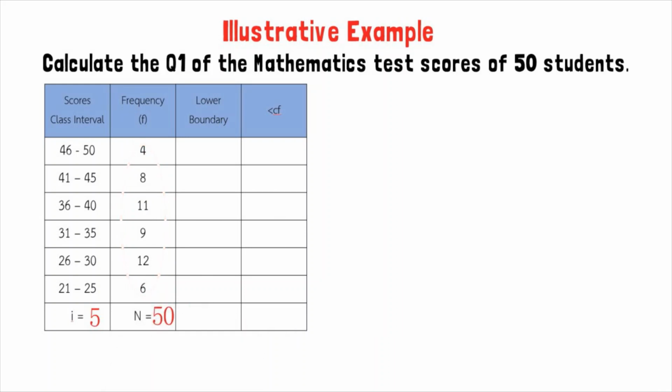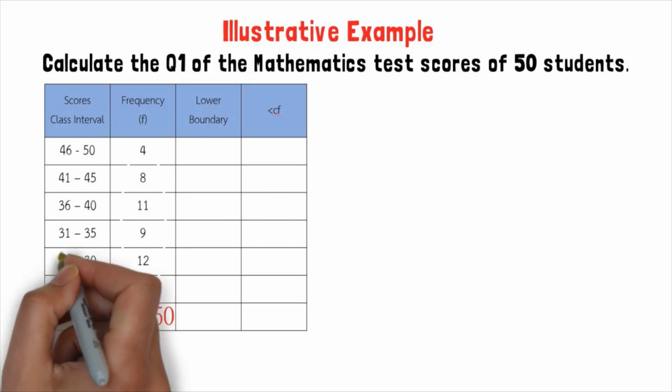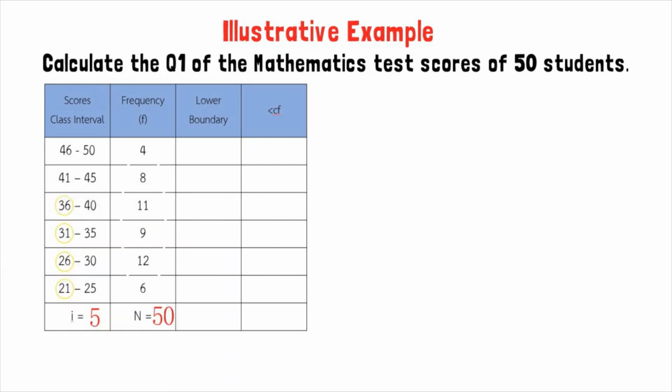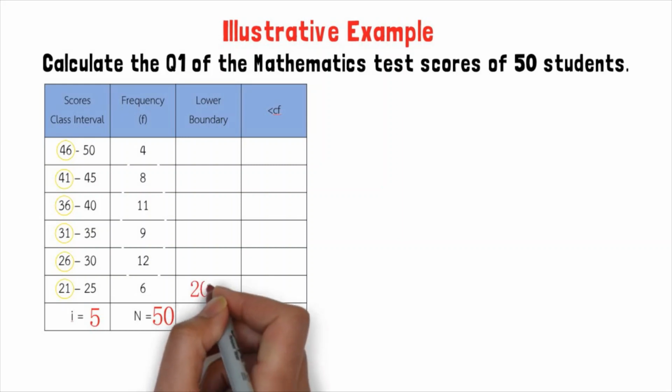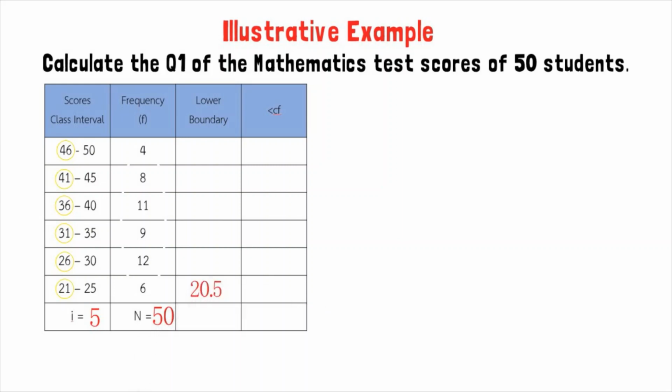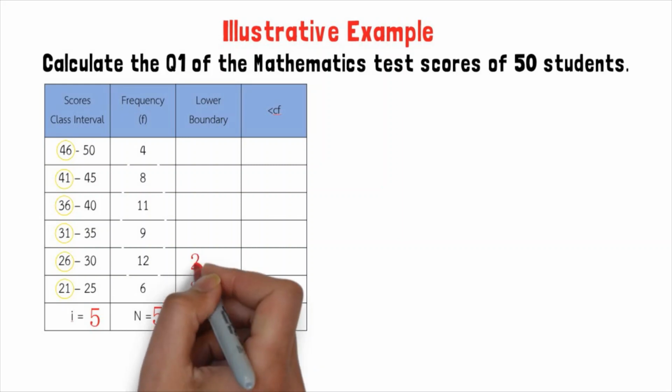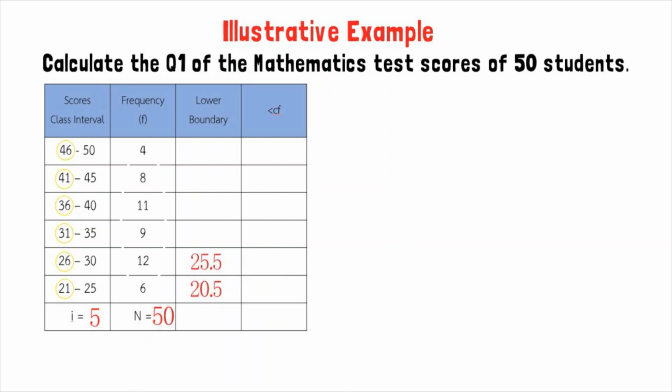After that is kukumputin naman natin ang value ni lower boundary or LB. So para makompute natin ang ating lower boundary, we will simply subtract ang ating lower limit by 0.5. That is 21 minus 0.5 is 20.5. 26 minus 0.5 is 25.5. 31 minus 0.5 is 30.5. Hanggang makarating tayo kay 46 minus 0.5 which is equal to 45.5.